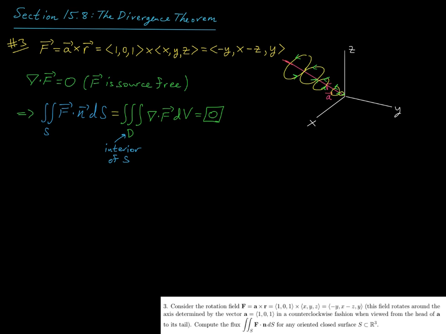And this vector field is source free, right? This is something that we saw in section 15.5. And so this triple integral then is 0.